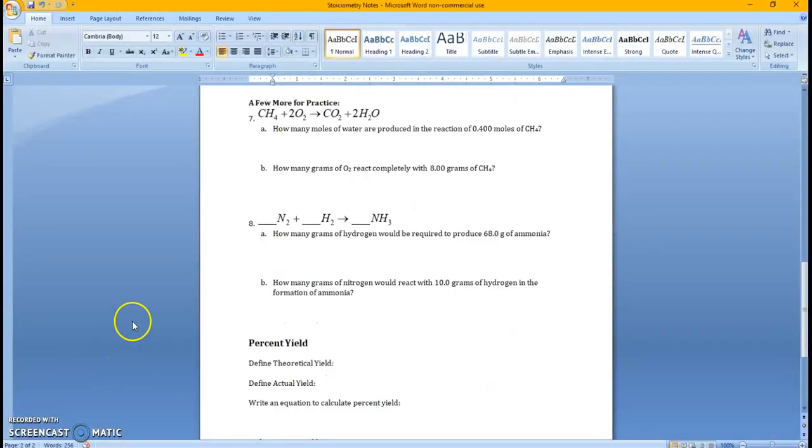Now if you would, I would like you to practice this. Number 7. Please do number 7. Look at your notes, look at what we've done before, and see if you can do number 7, A and B. Pause the video.